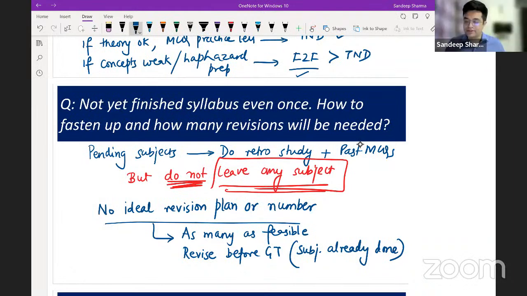Very well said, sir. Dr. Rahul, you would like to add something here? No, sir. Perfect. Perfect. Great.